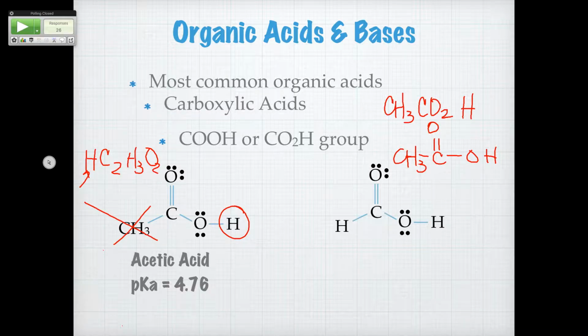All right. Here's another one. This one is called formic acid. Its pKa is 3.75. Is formic acid more acidic than acetic acid? Yes. Does that make sense? Okay. Just from looking at the pKa's, you might not have known that before. That's okay.